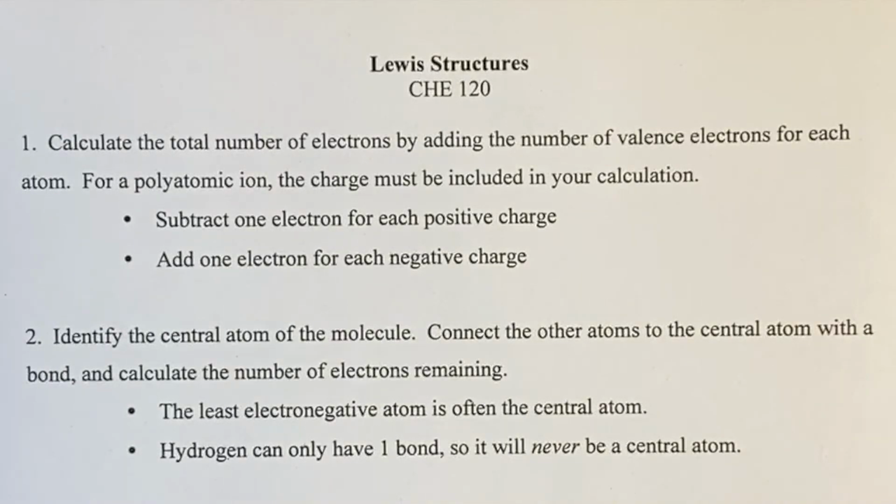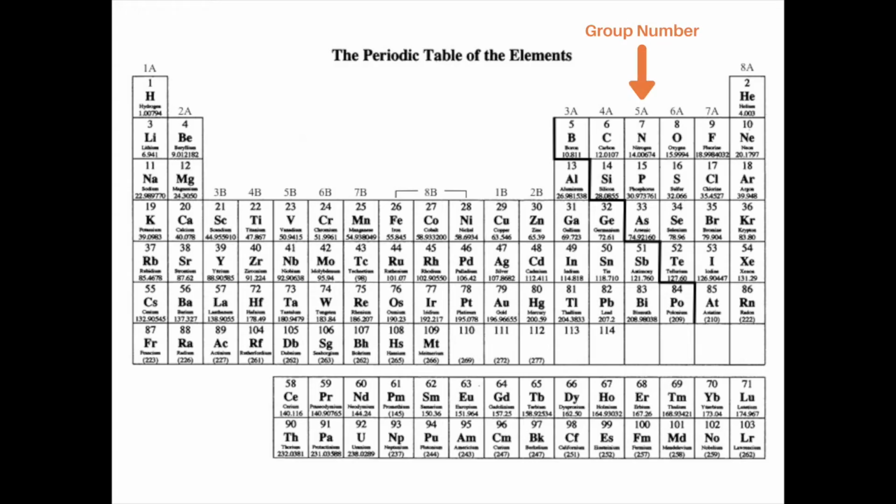Remember that the number of valence electrons for each atom comes from the periodic table. If we write the electron configurations, we can get that information. If we look at the older group numbers on the periodic table, we can also get that information.